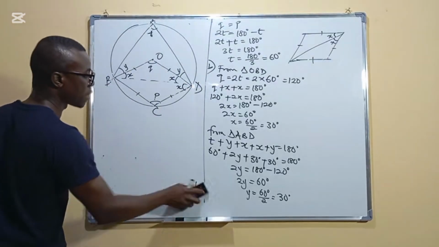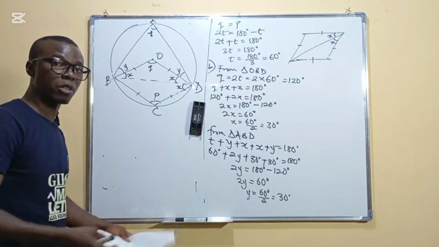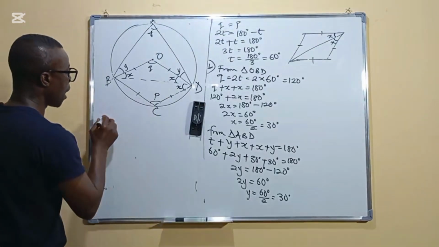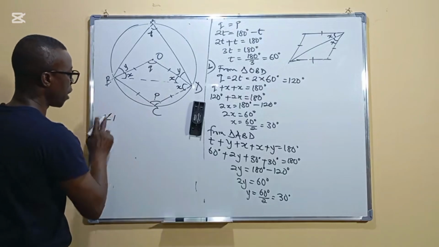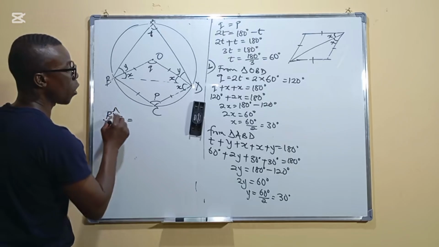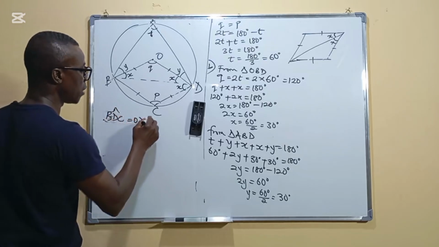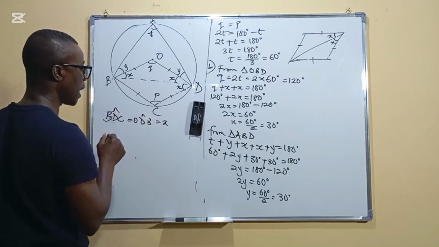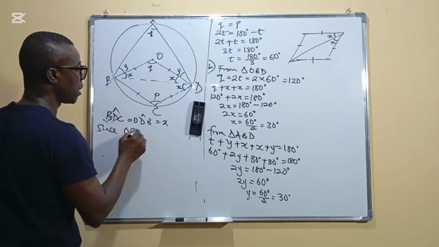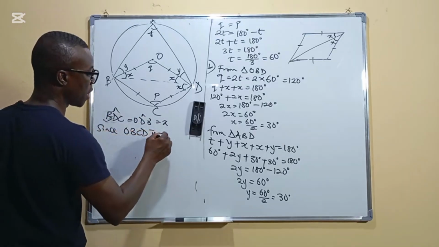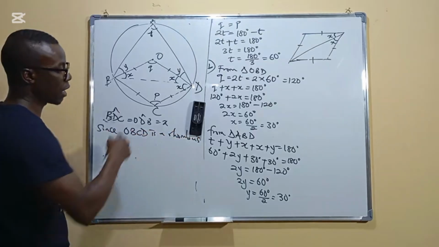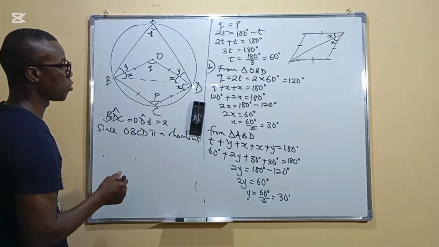To establish that, to show that, because of course you have to show that, the examiner will have to see that to be able to award the mark. So I'm going to say that angle BDC is equal to angle ODB, which is equal to x. And that's because, since OBCD is a rhombus, just to make the examiner know that this is what I'm driving at.